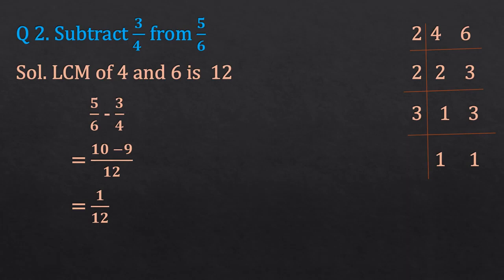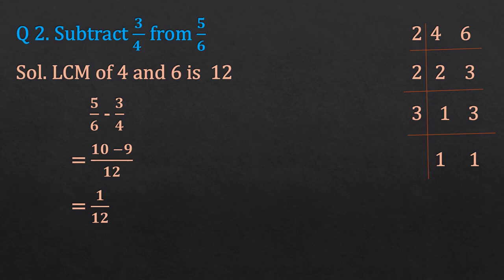Okay. Now divide 12 by the denominator of the first fraction, that is 6. 12 divided by 6, what do you get? 2. Multiply that 2 by the numerator, that is 5. 2 multiplied by 5 is 10.